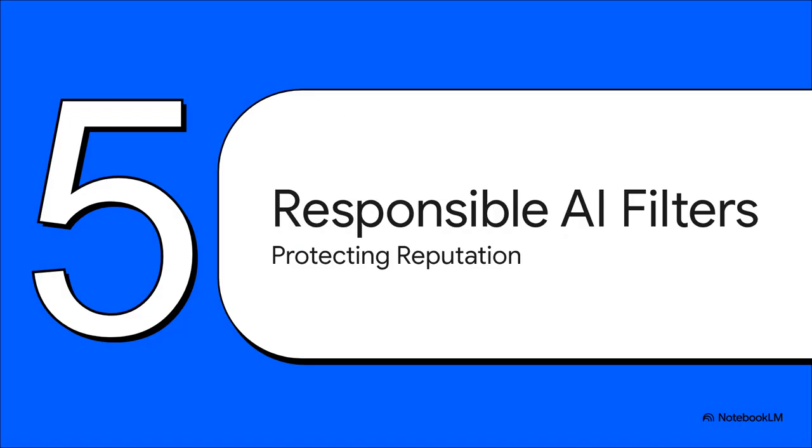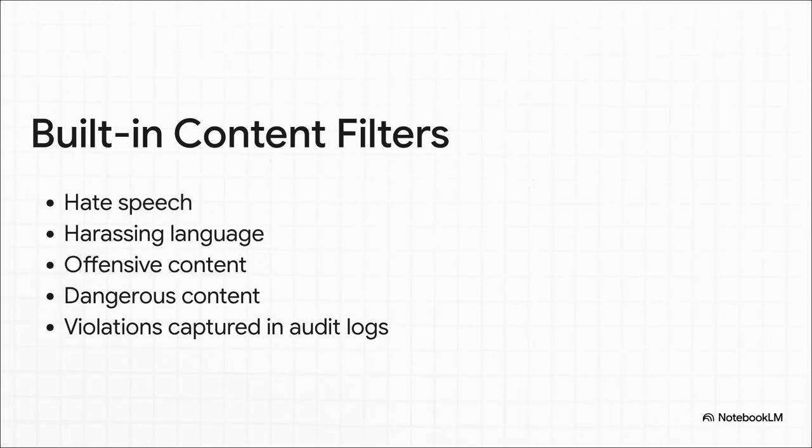And finally, Section 5, Responsible AI Filters, Safeguarding Your Brand Reputation. Because let's face it, security isn't just about preventing technical hacks. It's also about protecting your brand reputation. Your enterprise LLM is nobody's playground. Model Armor includes robust, built-in filters to actively detect and block things like hate speech, harassing language, offensive content, and dangerous material. And importantly, this isn't some opaque black box. Every single time a filter is triggered, that violation is permanently captured in Google Cloud's Logs Explorer via data access audit logs. You always have total visibility into what your models are being asked to do and exactly what they are trying to say.